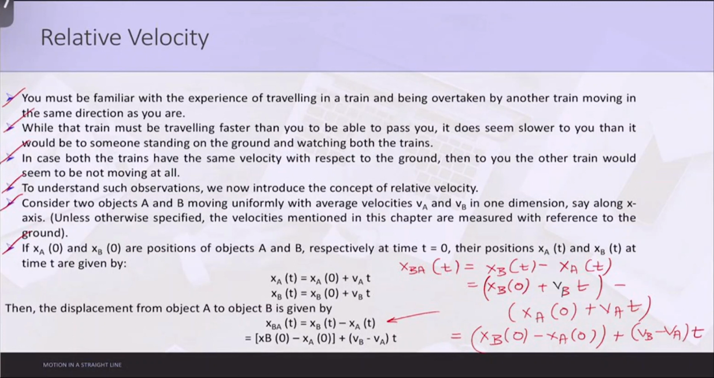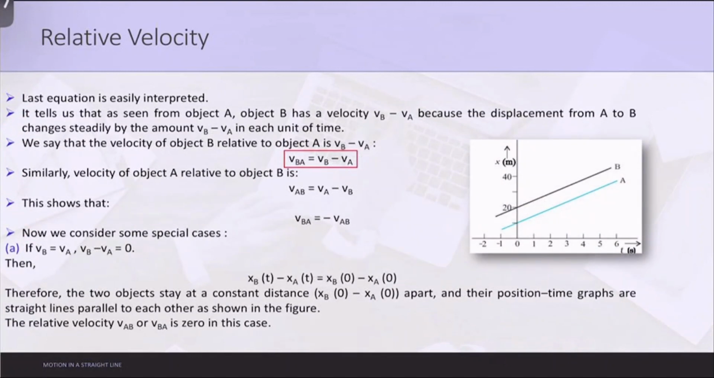If the initial displacements of both objects are, let's say, 0, then the relative displacement depends only on the relative velocity, which is (vB minus vA) into t. That equation is easily interpreted. It basically tells us that as seen from object A. Please understand this: now it's a complete game of understanding the frame of reference concept.